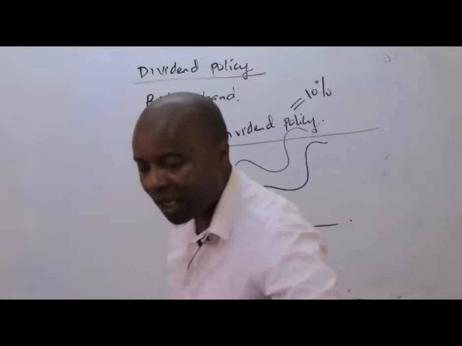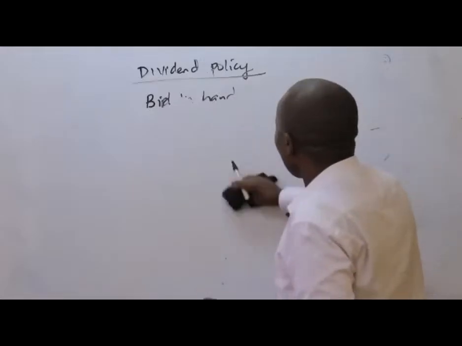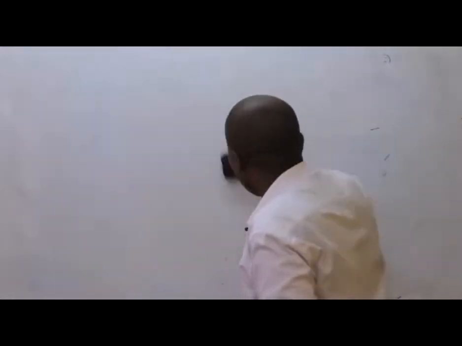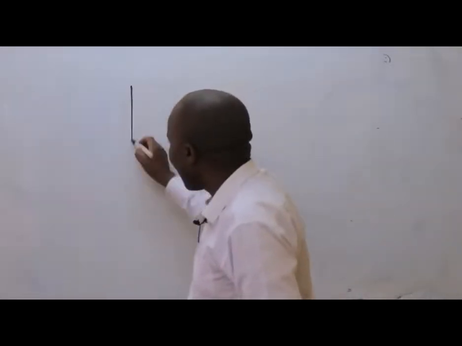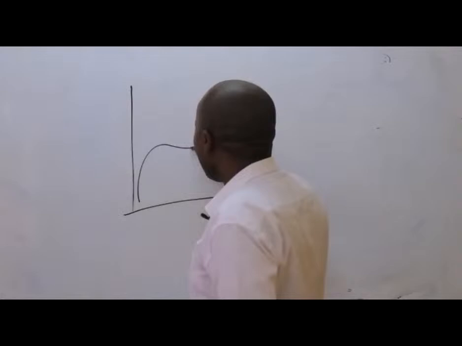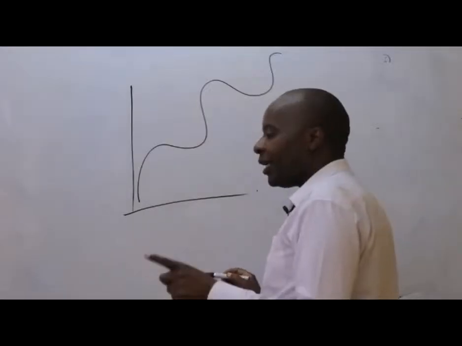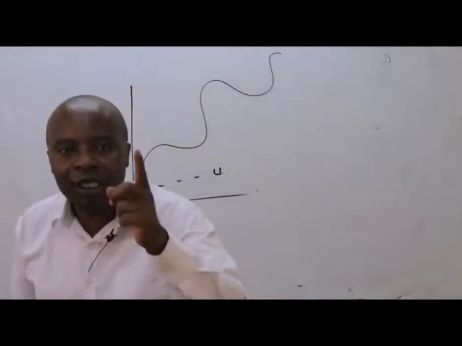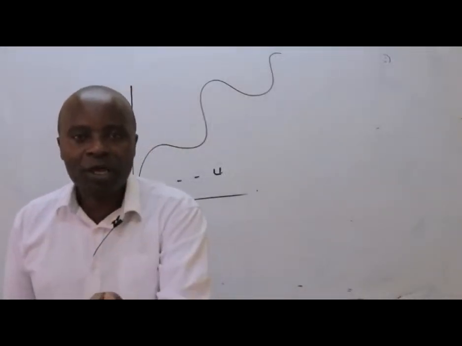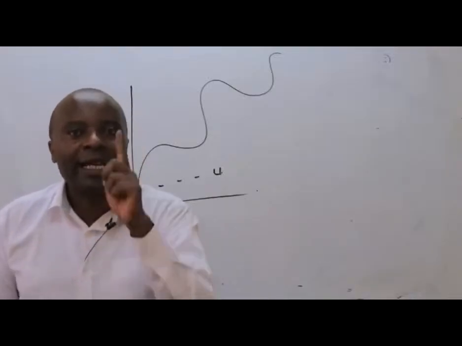Regular, ladies and gentlemen, is not about percentage. Regular is not about how much profit you are making. Once we say it's regular, it is regular, even if our profits are fluctuating. For regular, if we decide that we shall be paying, for example, 4 shillings every year, then year number 1 we pay 4, year number 2 we pay 4. Even if we make losses, we still have to pay that regular dividend.